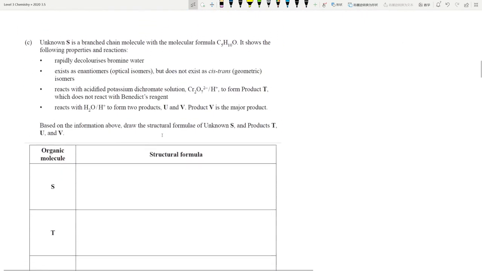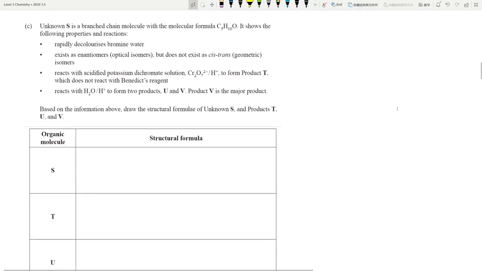All right, next part. Unknown S is a branched chain molecule with the molecular formula C5H10O. So I'm going to highlight these, that's important. Now, it rapidly decolorizes bromine water. So what does that mean? I'm just going to make some notes as I go through these. Rapidly decolorizes bromine water, so that means it's an alkene.